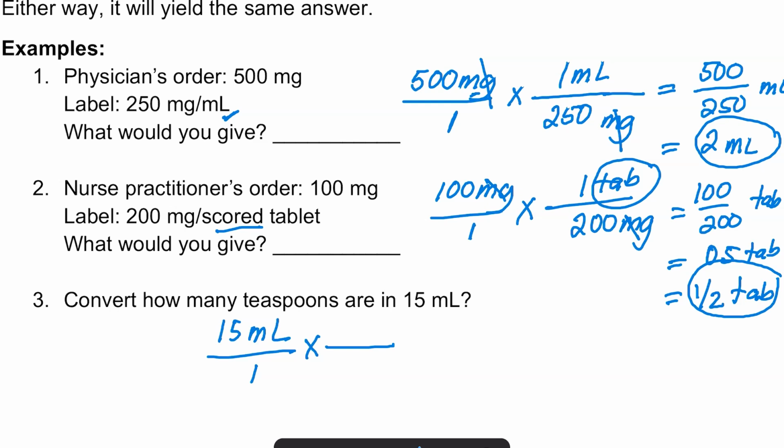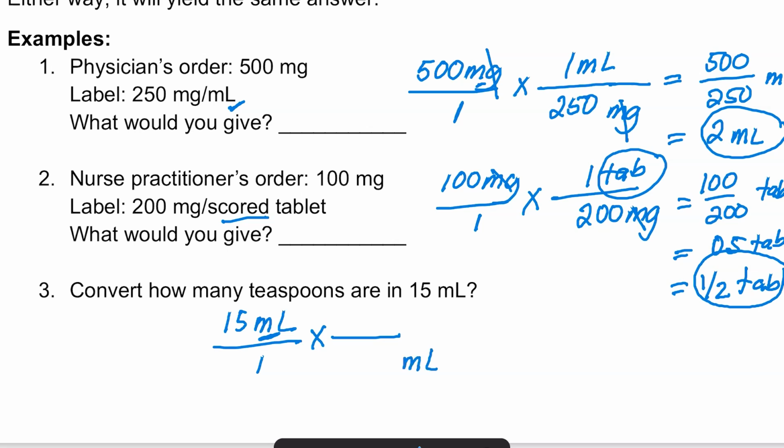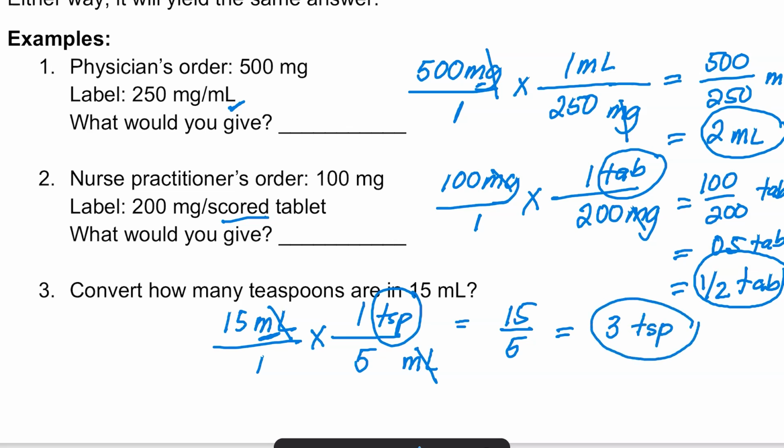Again, if I want teaspoons, I need to be canceling the ml. Therefore, I know that I have to put ml here, right? So according to the conversion that I've memorized, there are 5 mLs in 1 teaspoon. This cancels, this cancels. I know that I'm going to be left with teaspoons. And it's 15 over 5, which is basically 15 divided by 5, is 3 teaspoons. All right, that's it.